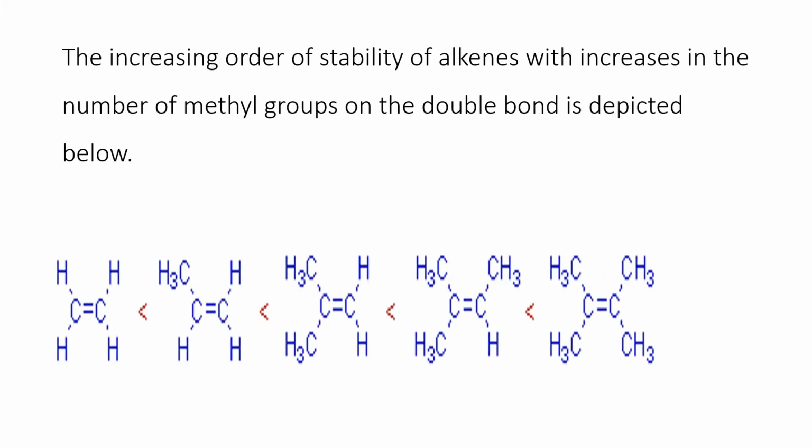The stability of alkenes increases with an increase in the number of methyl groups on the double bond. That is, increasing the number of alpha hydrogen atoms on the carbon atom nearer to the double bond will increase the stability of the alkene.